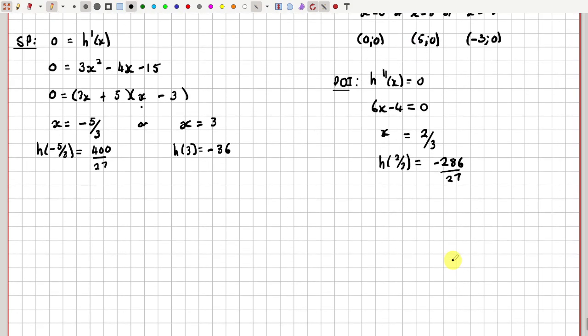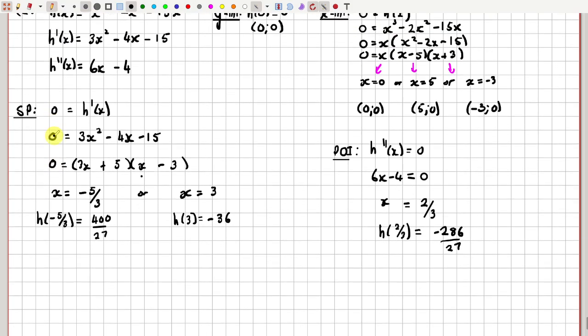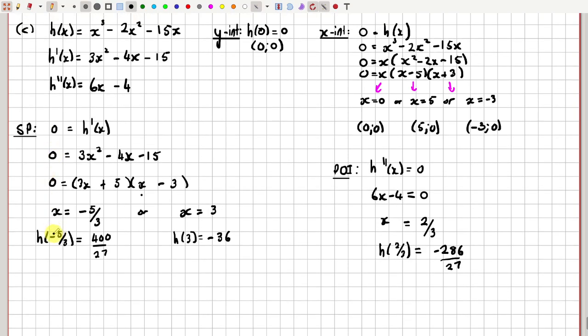Okay, so we've got our different points that we can plot now. We've got the y-intercept, the x-intercept, as well as our stationary points, and then our point of inflection. So let's get started. We'll do what we normally do. We look at the original function, which is x to the power of 3 minus 2x to the power of 2 minus 15x. We've got our y-intercept, which is 0 and 0.